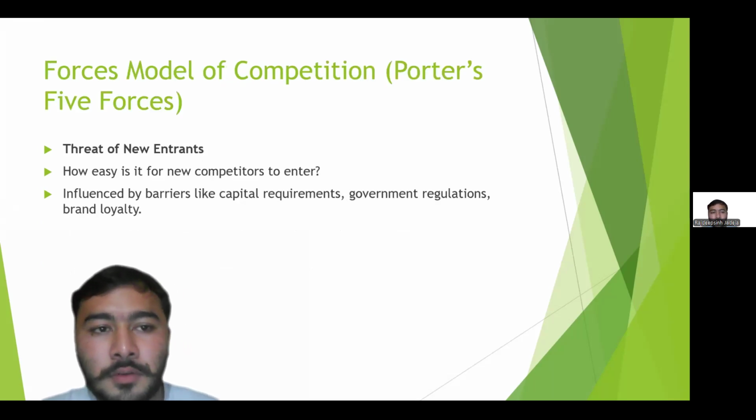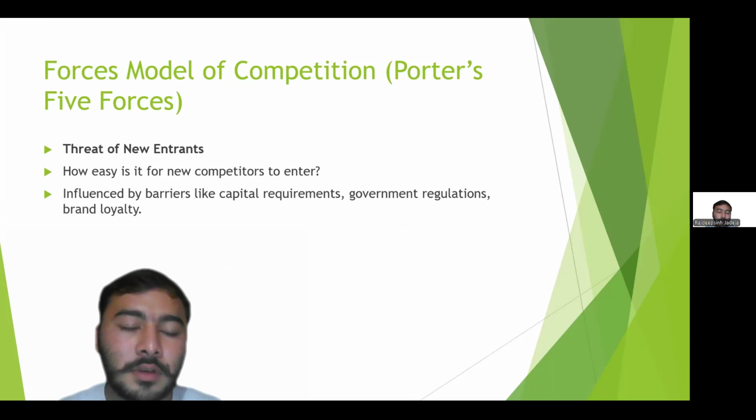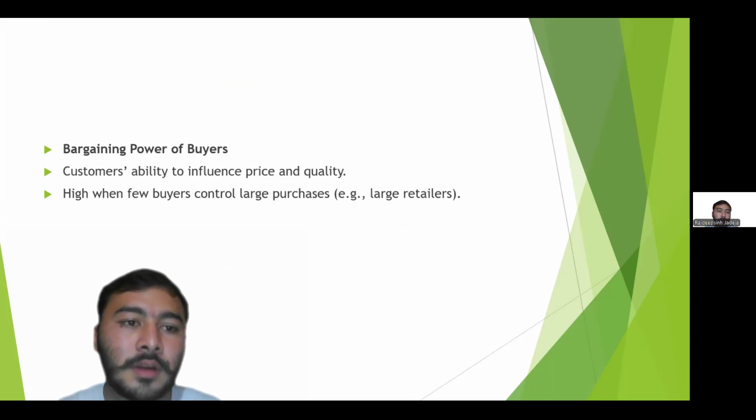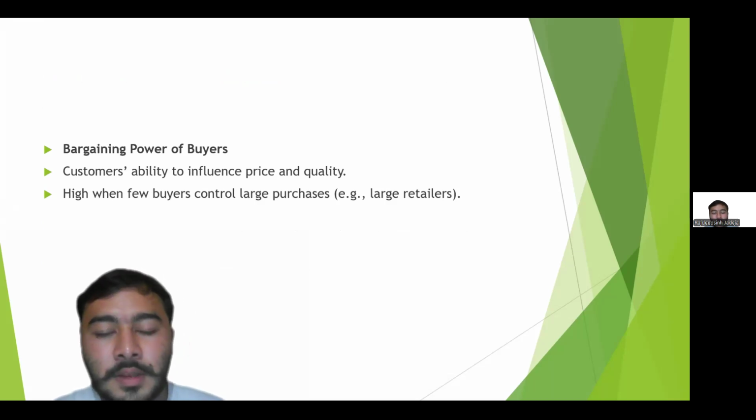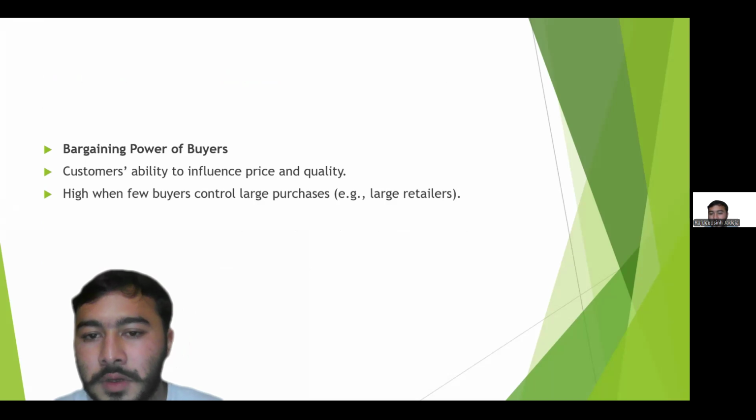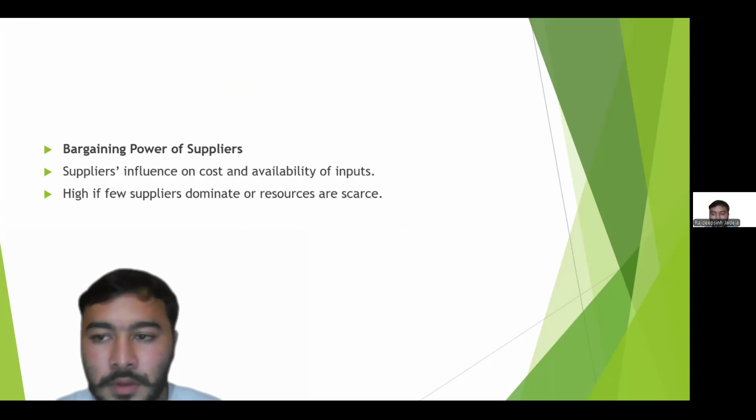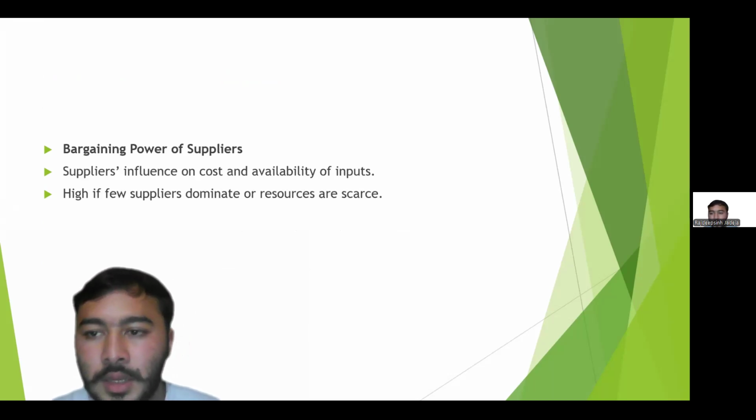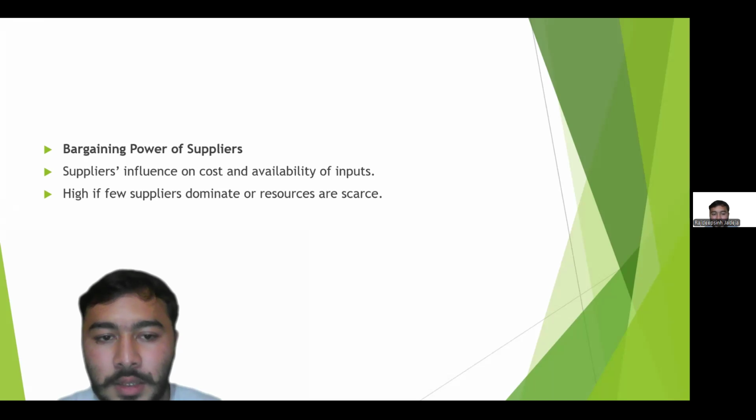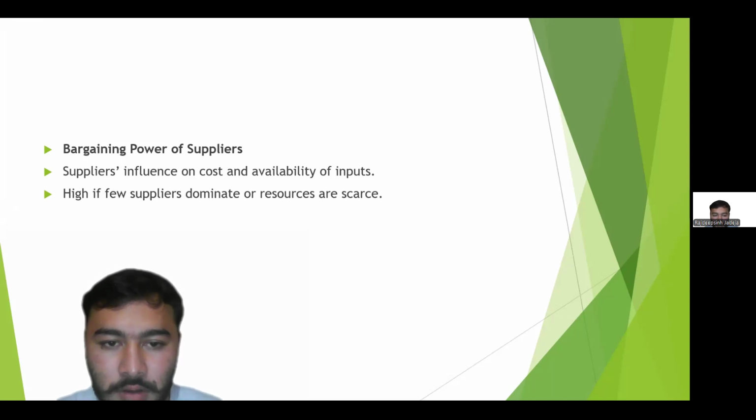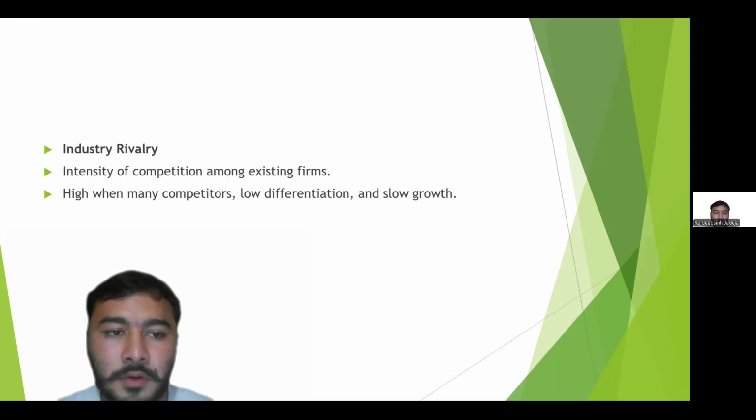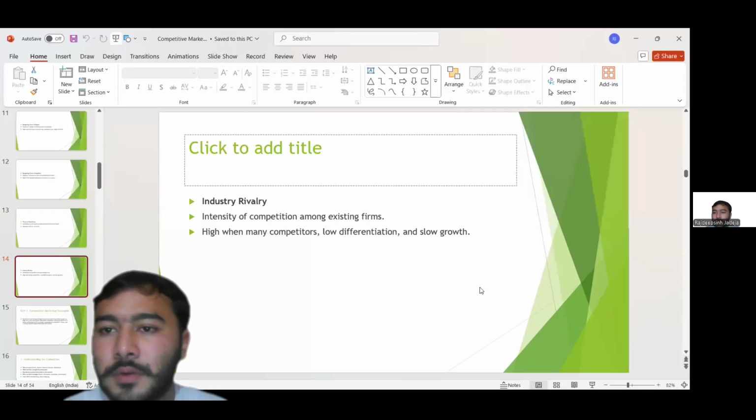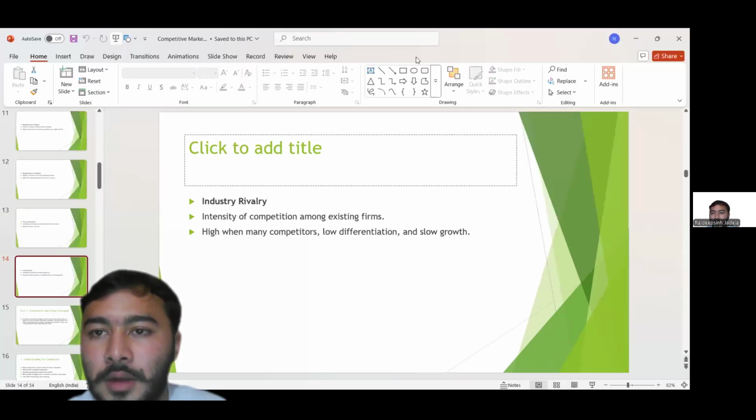Then we have seen Porter's five forces model of competition, in which there is threat of new entrants, bargaining power of buyers, where if there are few buyers they can control the purchase, and bargaining power of suppliers, which is the reverse of that: if there are few suppliers, they can create scarcity of resources. Then threat of substitution and industry rivalry. So with this, we are completing unit number 1 of competitive marketing. Okay.